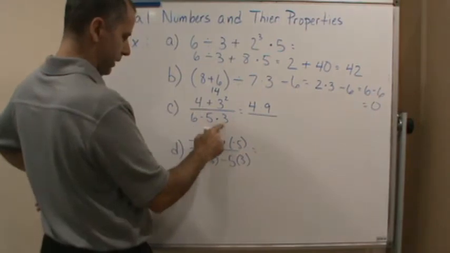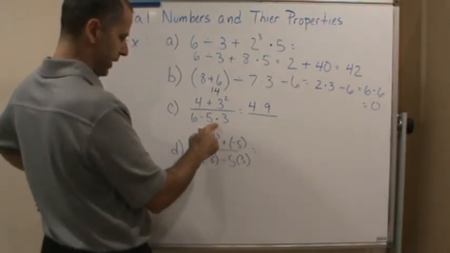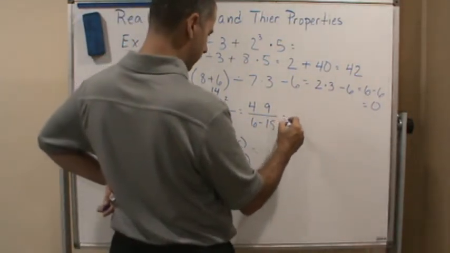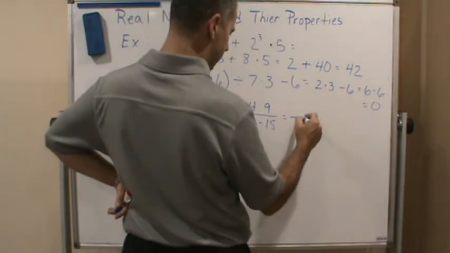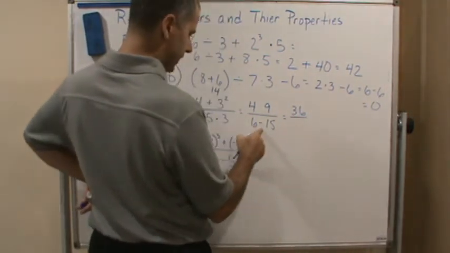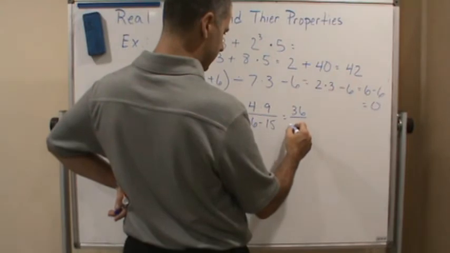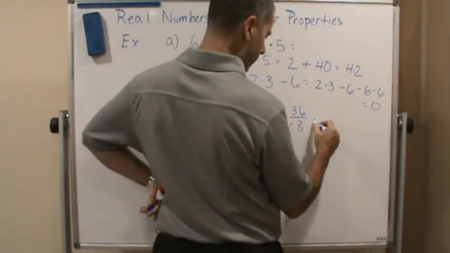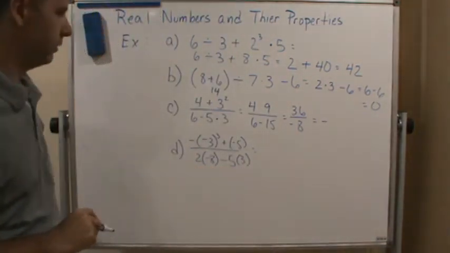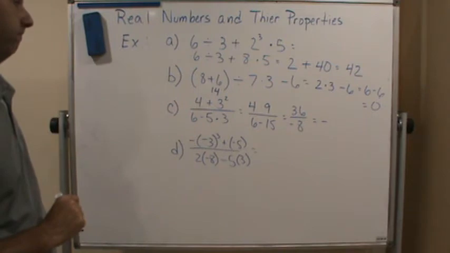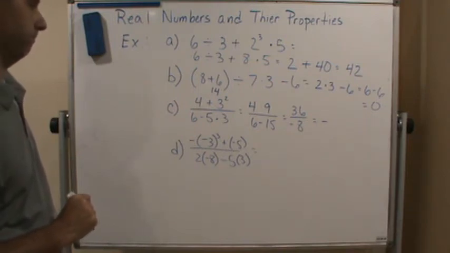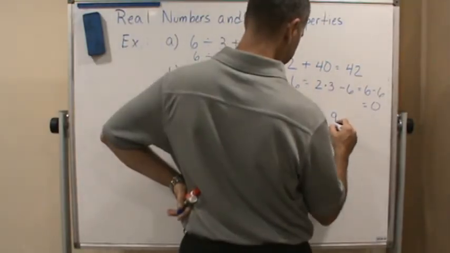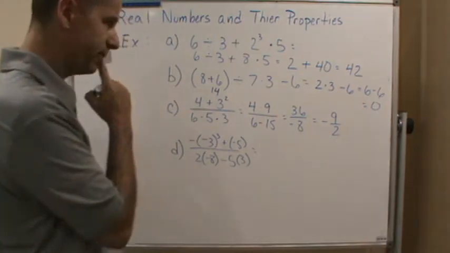And then on the bottom, there's no exponents, so we're going to do multiplication. That comes first. So this is going to be 6 minus 15. And so 4 times 9 on the top gives us 36. And then 6 minus 15 on the bottom gives us minus 9. Okay? And then we can simplify this, and this becomes a negative 9/2.